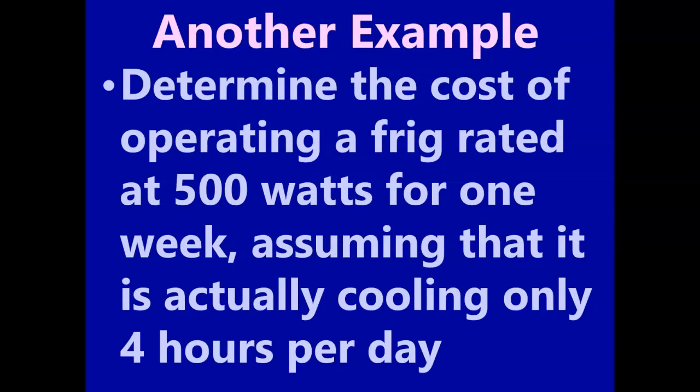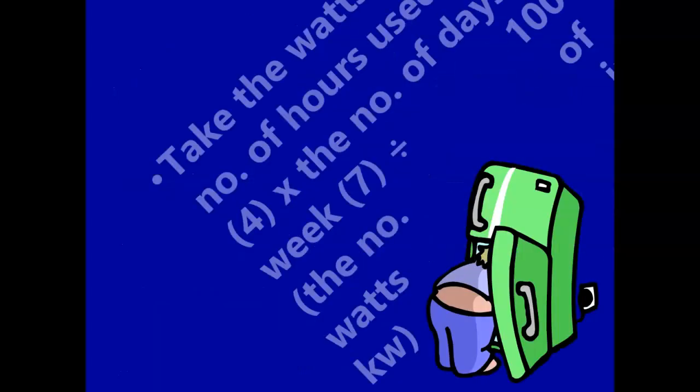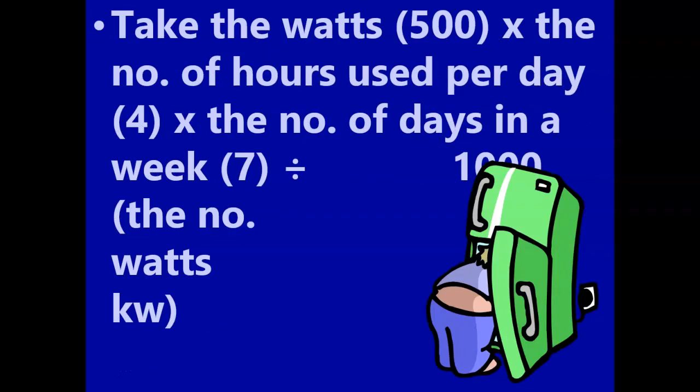Here's another example. You're going to determine the cost of operating a fridge rated at 500 watts for 1 week, assuming that it's actually cooling only 4 hours per day. Sometimes your fridge is not cooling the whole time if the temperature is nice out. So you're going to take the number of watts, which is 500, that's on the nameplate, times the number of hours used per day, which we say is 4 hours per day. And then you're going to have to multiply by the number of days in a week, which hopefully you know is 7.